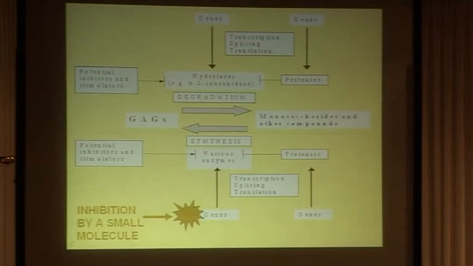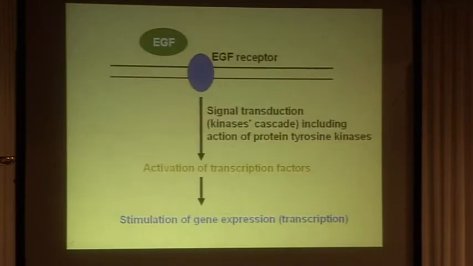Because each enzyme is encoded by a gene, and most genes are regulated. And this is a simple scheme for regulation of genes necessary for production of enzymes for synthesis of GAGs.